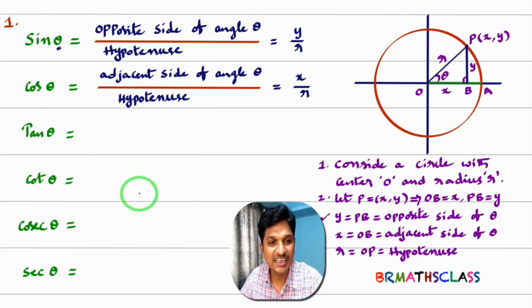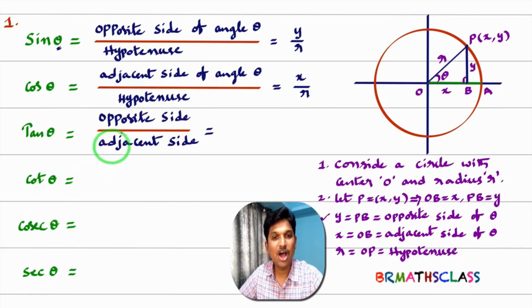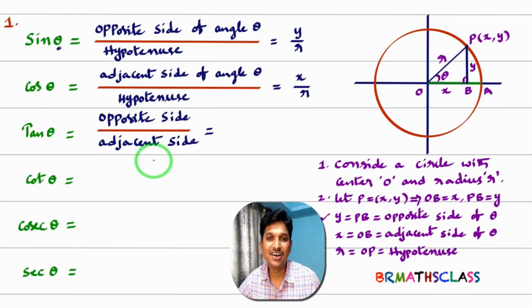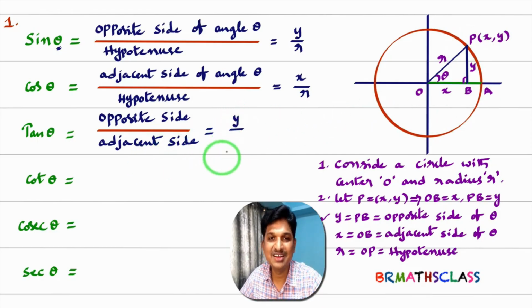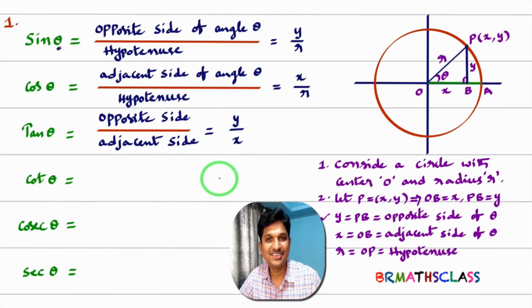Now what is tan theta? Tan theta is defined as opposite side of an angle theta divided by adjacent side. In this triangle, what is the opposite side? Opposite side is y. What is the adjacent side? Adjacent side is x. So what is tan theta? Tan theta is opposite side by adjacent side, which is also known as y by x.